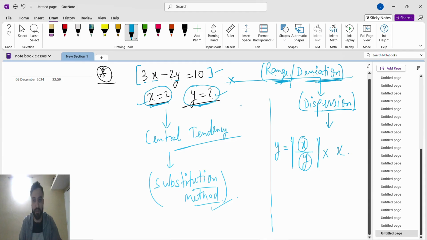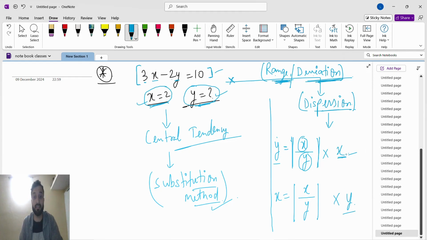We have to find the y, so we are writing y equals. This will remain same, guys, only these two will interchange. If we have to find y and the x value is given, this will remain same. If x we have to find and y is given, then it is mod of coefficient of x by coefficient of y into whatever the y value they have given. So these two will just change.